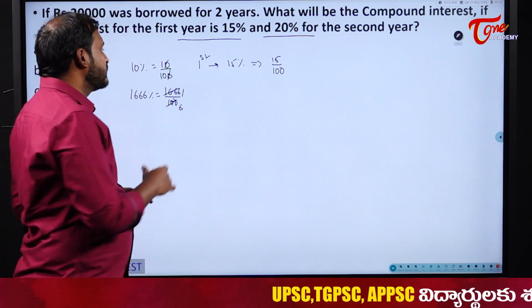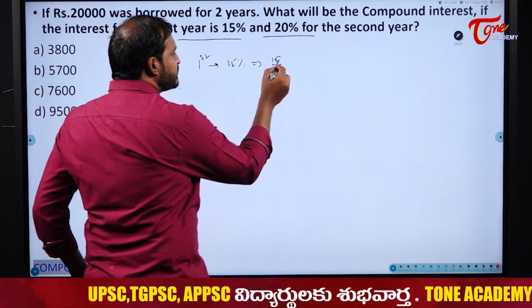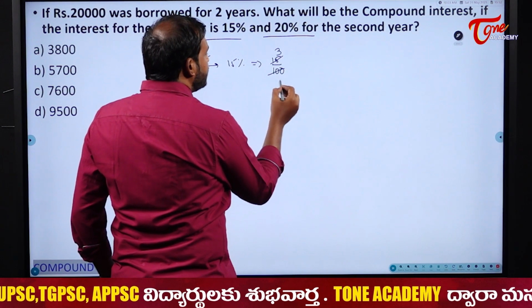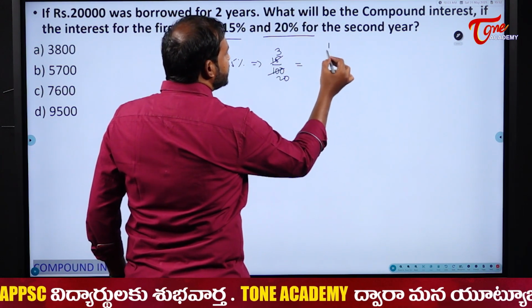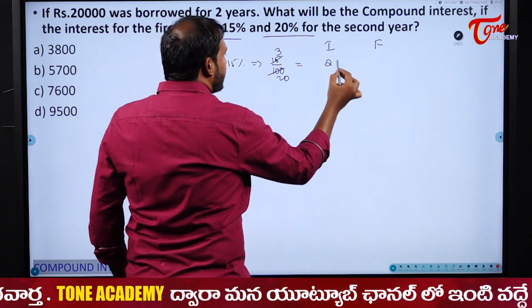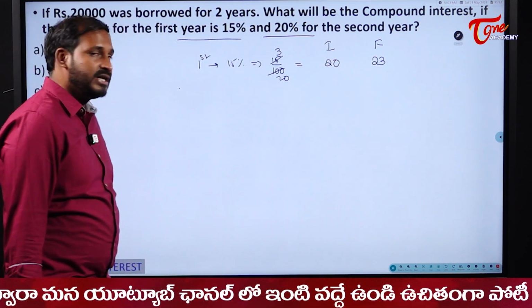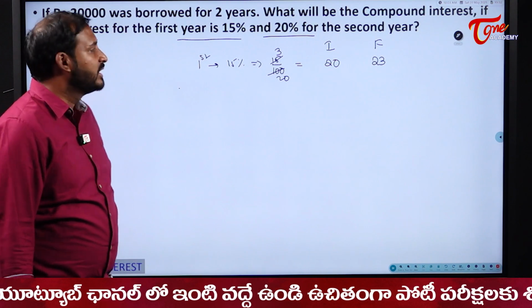Please do watch our percentage video so that you will have clarity. Now 15% means what? It becomes 3 by 20. So initial and final: initially it becomes how much? 20 parts, and finally it becomes 23 parts. Okay, initially 20 parts and finally 23 parts.